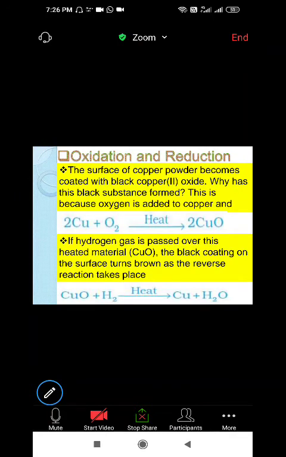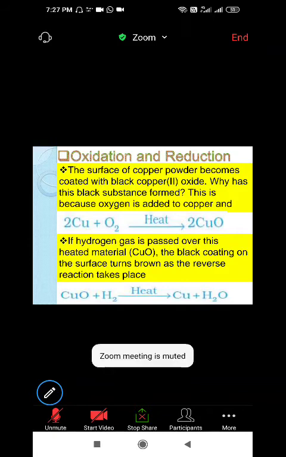Next, we have oxidation and reduction, right? I told you when I was explaining the four basic chemical reactions that there are not only four of these which we are going to study in this chapter. There are two more, which are known as oxidation and reduction. Now, what do we mean by the word oxidation?